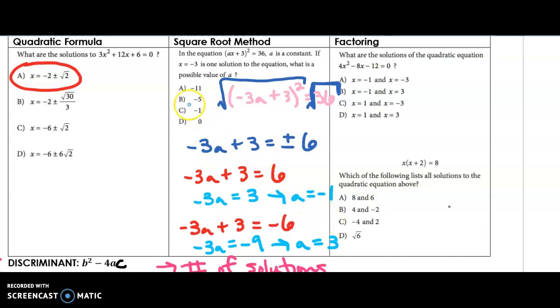So if I'm looking at my answer options here, a equals 3 is not an option, but a equals negative 1 definitely is, and that is option C. And I'm looking for one possible value of a.